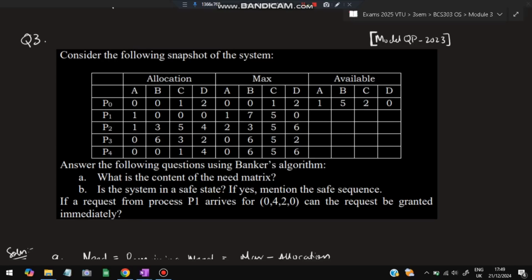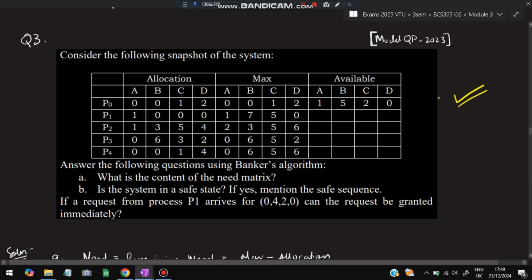Moving on to the third question, very important, which is the banker's algorithm. This has been repeated almost in all the previous papers, in the previous schemes as well. So let's understand how to solve this kind of question if it comes in the exam. They will give you a matrix with allocation, max, and available, and the processes and resources will be given, resource A, B, C, D, and the values are also given here.